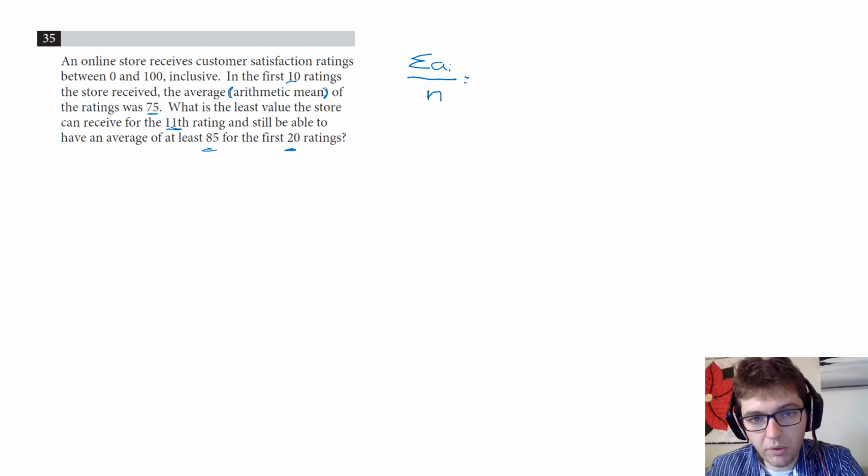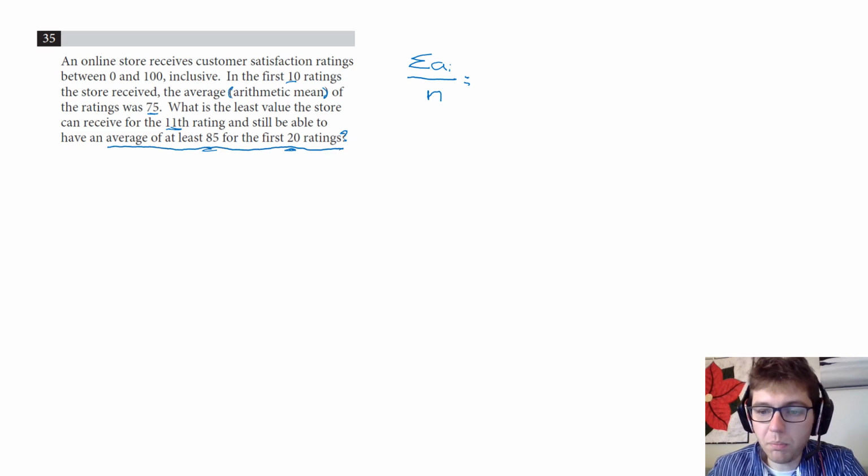So let's go ahead and pull that out so I show you what I mean. What comes right before the question mark? What do I always say? They have an average of at least 85 for 20 ratings. So how do you plug that into the equation I just showed for arithmetic mean? Well, you have an average of 85 for 20 rankings.